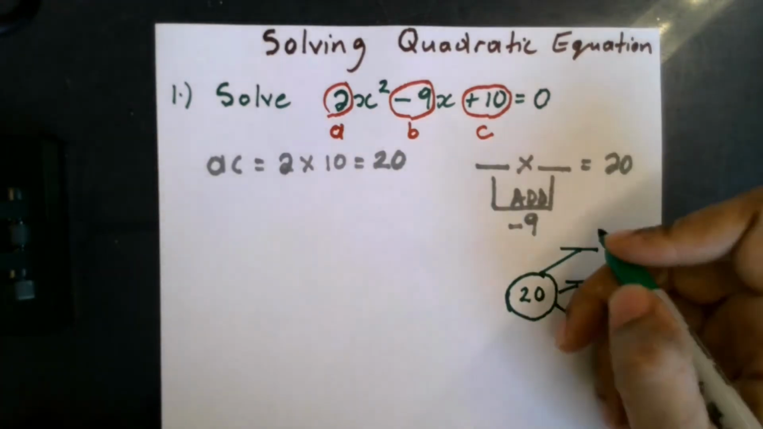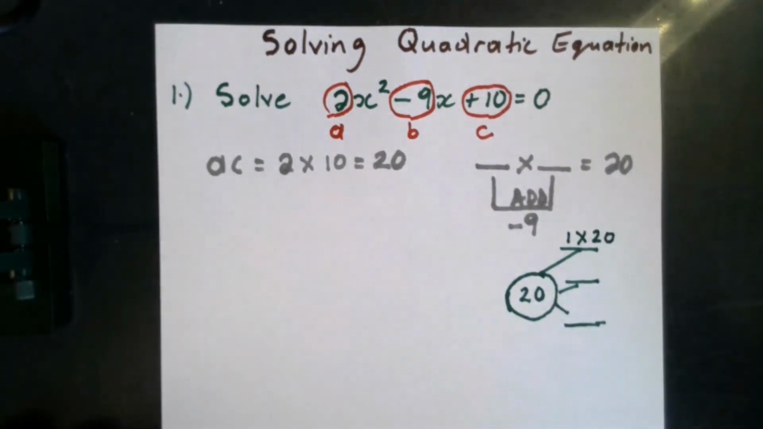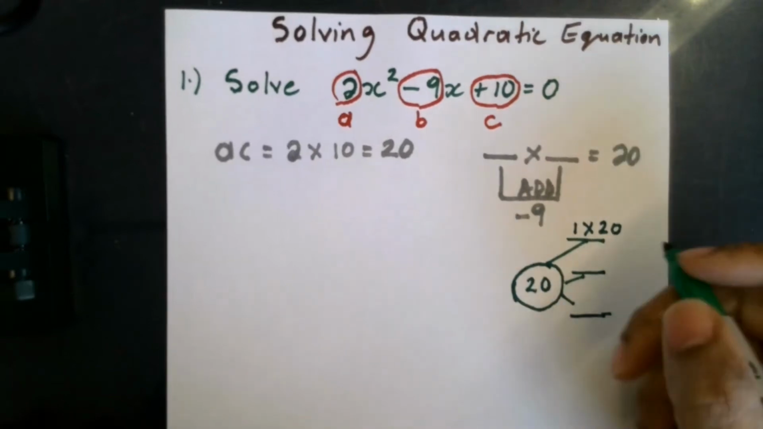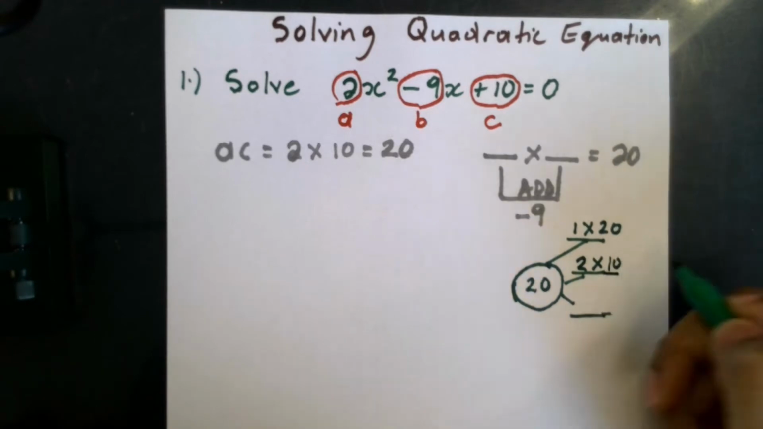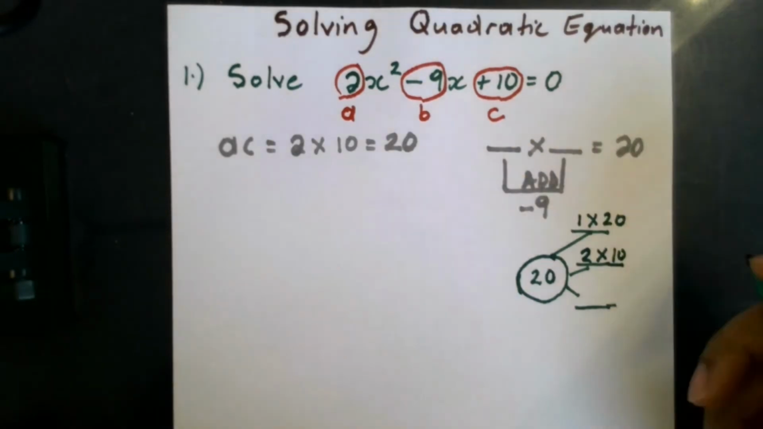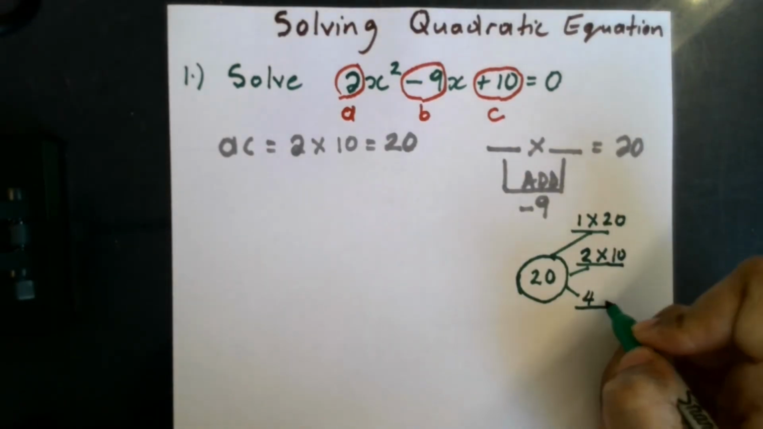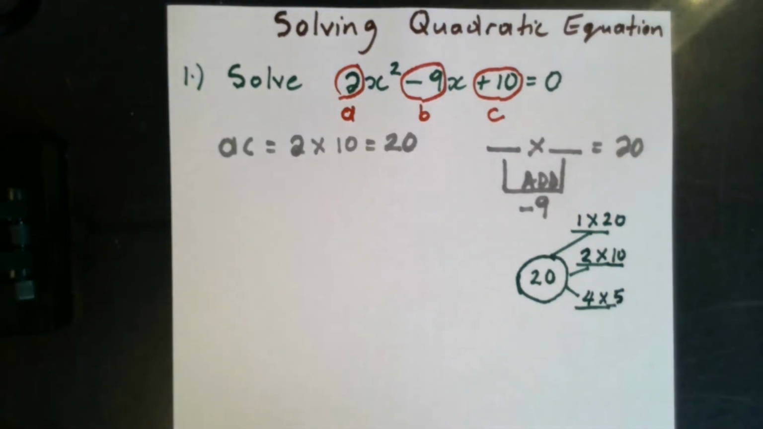so our first pair is 1 times 20. All right, another pair is 2 times 10. 2 times 10 is 20. All right, another pair is 4 times 5. All right, so I have written all the pairs of numbers that would multiply to give me 20.